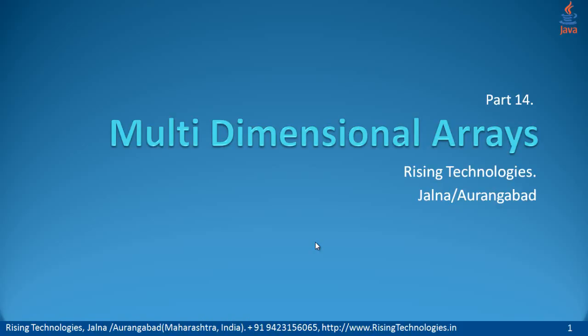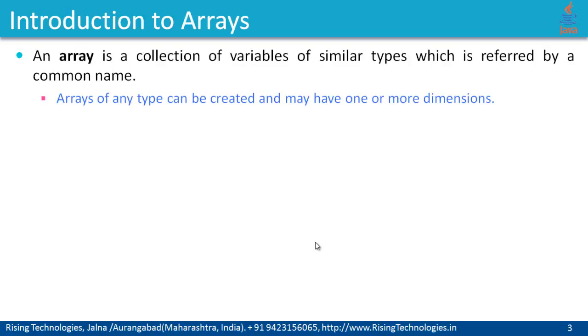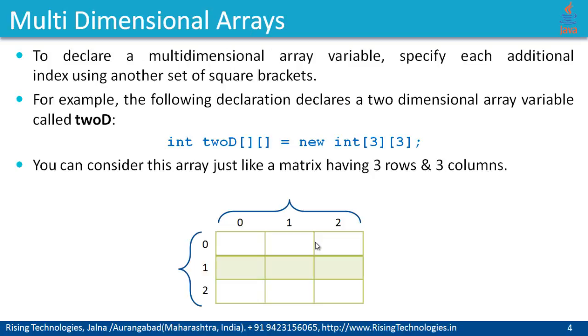You are watching part 14 of Core Java video tutorial. In this session, we are going to learn about multi-dimensional arrays. In our last session, we have learned that an array is a collection of variables of similar type which is referred by a common name. And we know that array of any type can be created and may have one or more dimensions. In our last session, we have learned about one-dimensional array. In this session, let's have a look at multi-dimensional array.